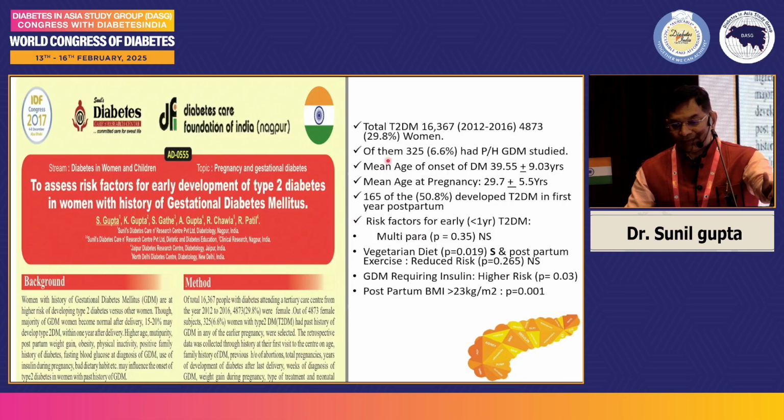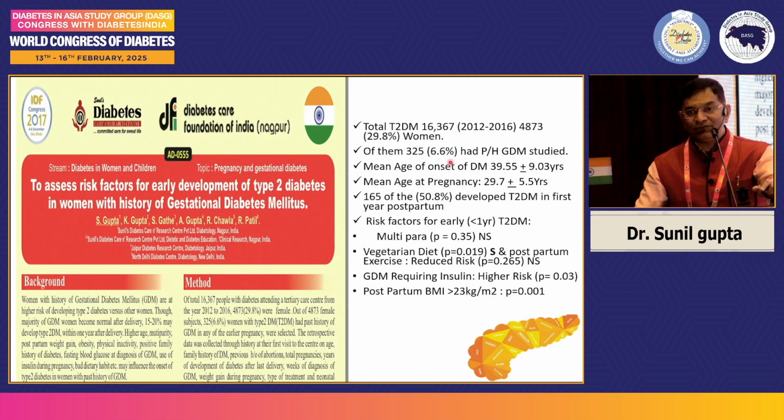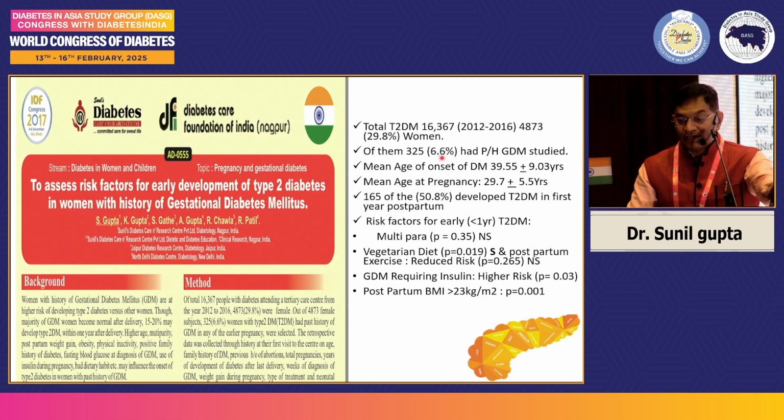And this is our own paper, where out of 16,000 total patients, almost 30% were women, and 6.6% had a past history of GDM. These are type 2 diabetes patients coming to us, and we have taken the past history of GDM. We saw the onset of diabetes in these women was around 40 years, and there was a 10-year gap after developing GDM. But then we went into further detail and found almost 51% of them developed diabetes in the first year after they developed GDM.